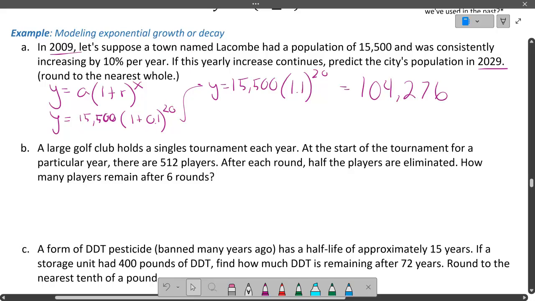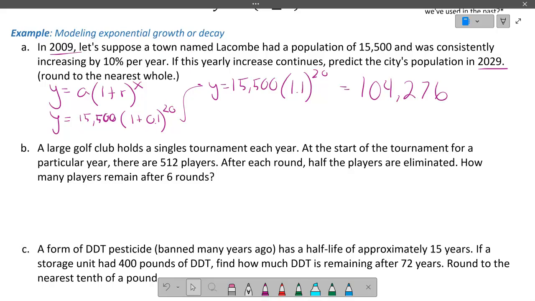Is that the population of that city? I don't know if there's actually a city named Lacombe. That's why it says, let's suppose.